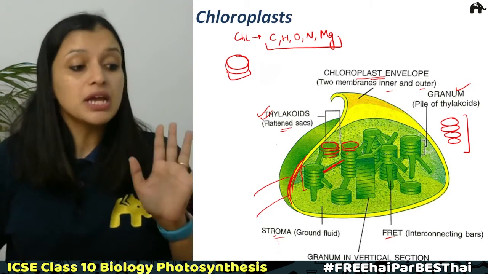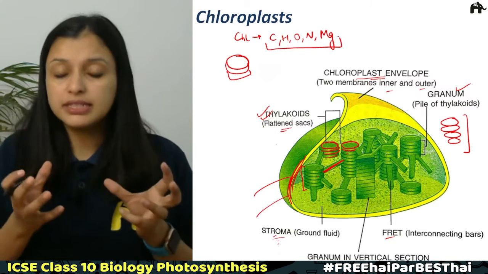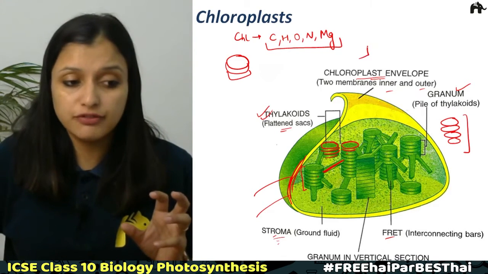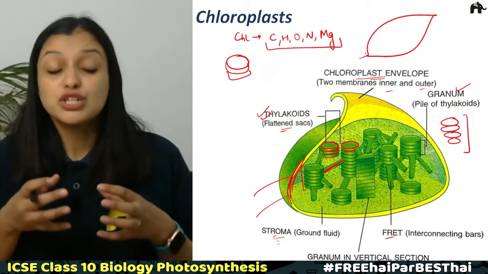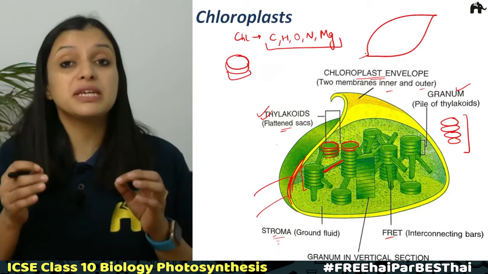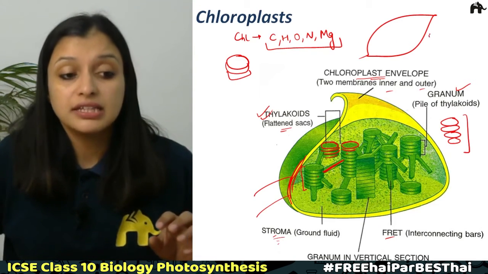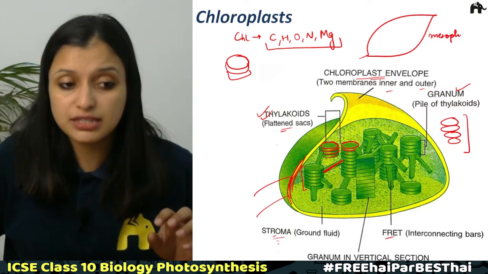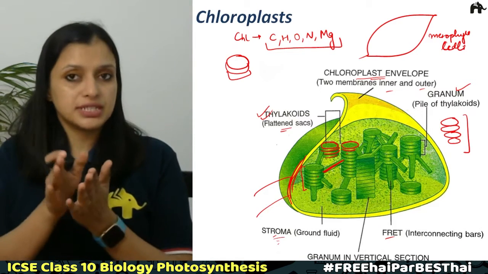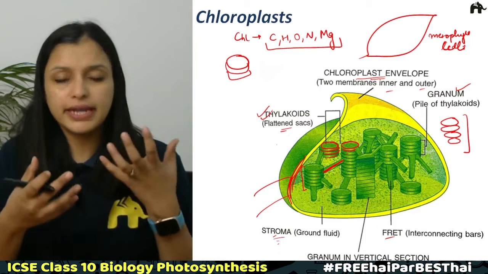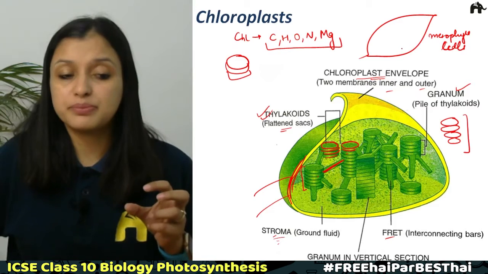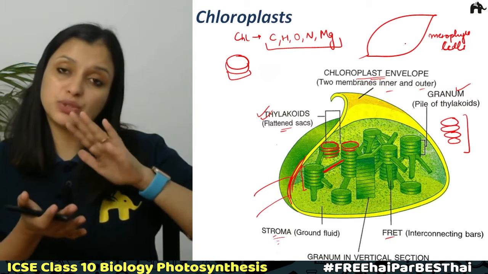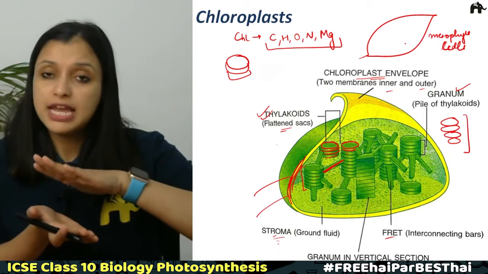Clear? Easy. Now these chloroplasts, where are they present in the leaf? If we talk about a leaf, where are these chloroplasts present? They are present in the mesophyll cells. We have already studied all of these, right? So mesophyll cells are present in the leaf, and they are located between the upper and lower epidermis of the leaf, correct?